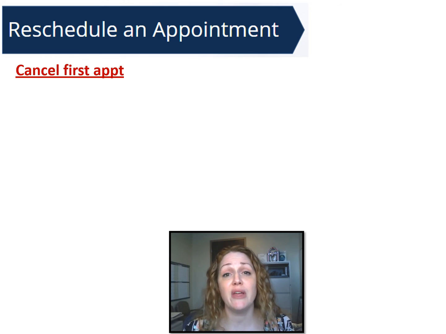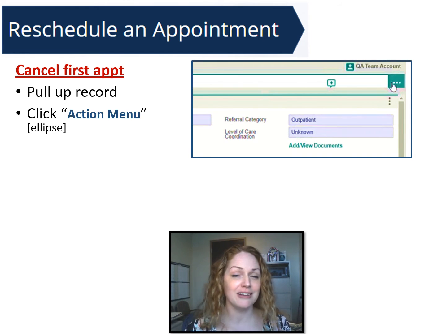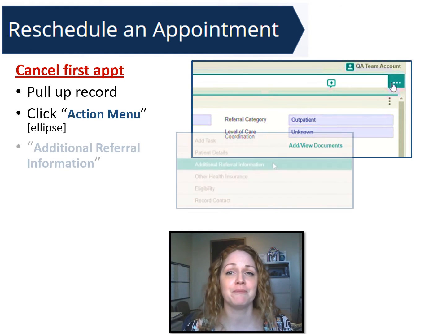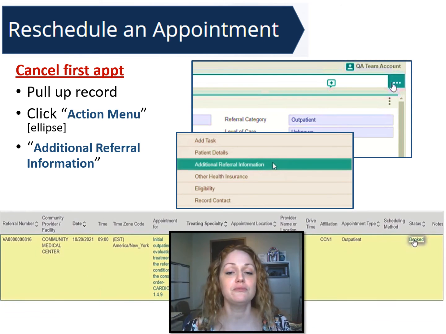In order to do that, we'll pull up the patient's record. You're going to look for the action menu, which is the actual ellipsis, not the kebab icon, but the one above that, the actual ellipsis, and click on that. Then you're looking for the button that says Additional Referral Information. Once you see that, go ahead and click on it.